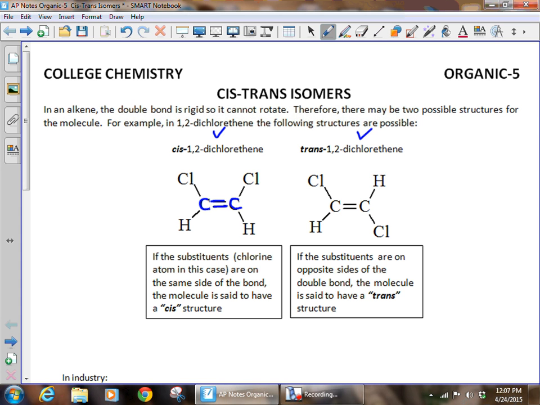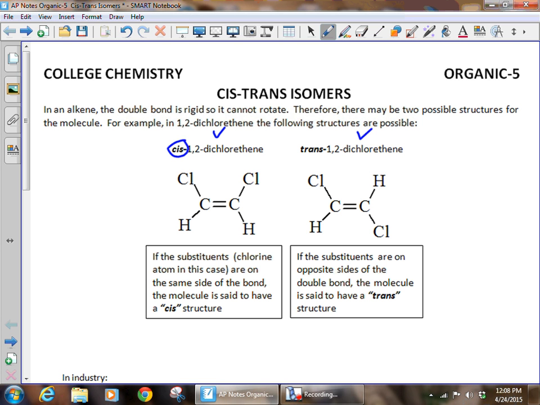Just to emphasize this, if this were just one single bond in between, then these 2 would be identical structures because the rotation wouldn't matter. But it matters very much when there's a double bond there. So they act differently, they do different things, so we have to think about them in terms of 2 different kinds of names. And the way that we name them is with prefixes.